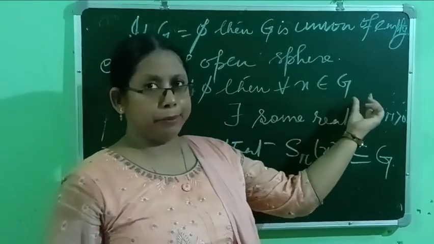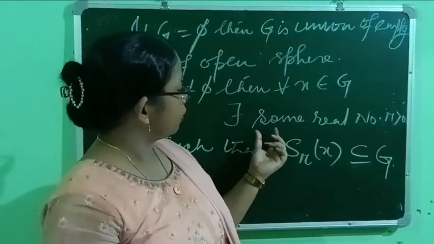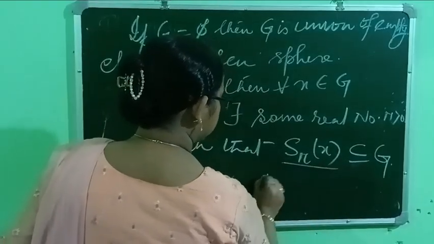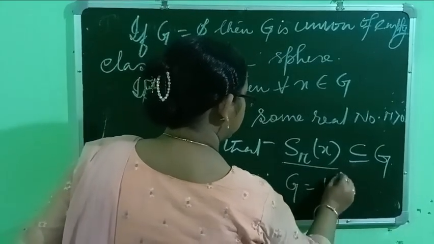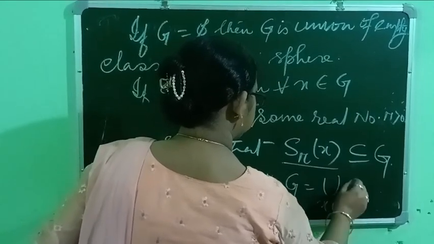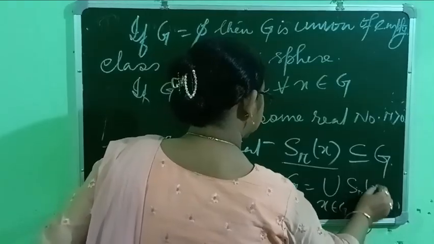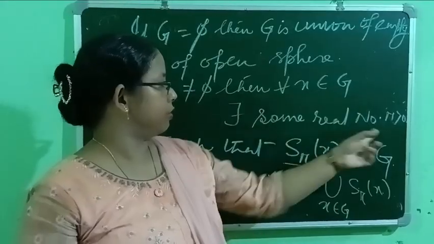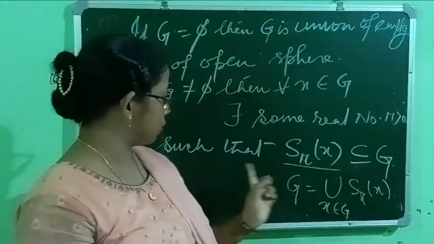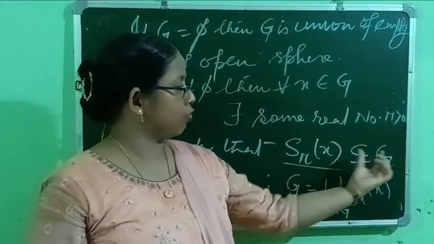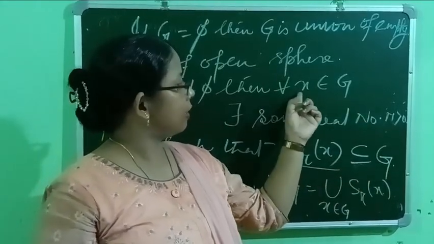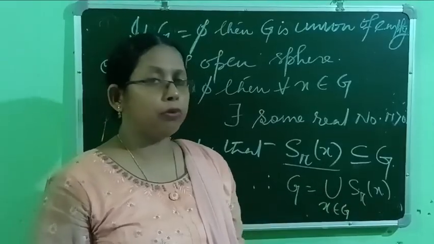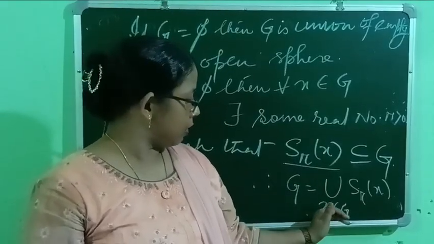As x is an arbitrary element of G, G is the union of all such open spheres. Therefore, G is union of all the open spheres S_r(x) for x belongs to G. So, for all x belongs to G, there exists some real number r greater than 0 such that open sphere S_r(x) is contained in G. As x belongs to G is arbitrary, G is equal to the union of all the open spheres whose center belongs to G.